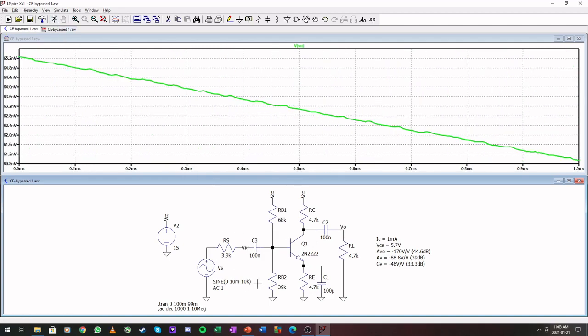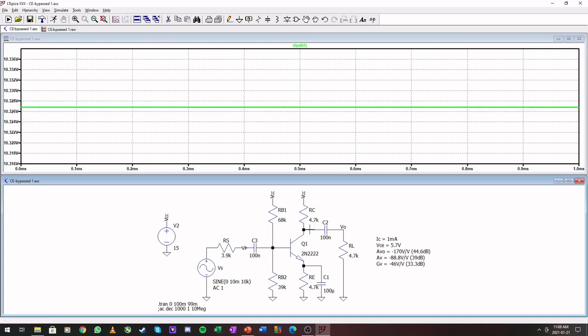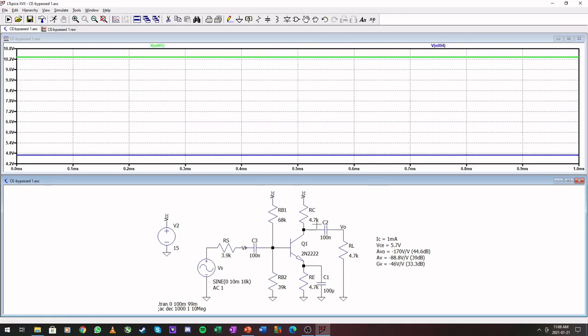Okay, if we quickly want to look at the biasing, if we cut this connection here, we can see that our bias is at roughly 1 milliampere. We had what, 989 microampere in our analysis. Then measuring at this point, this is not your VCE. For VCE, you need to take a measurement across the transistor. Okay, so this is node 4 and that is node 1.